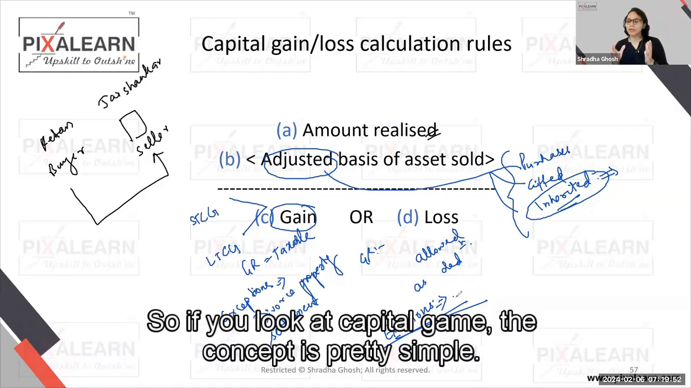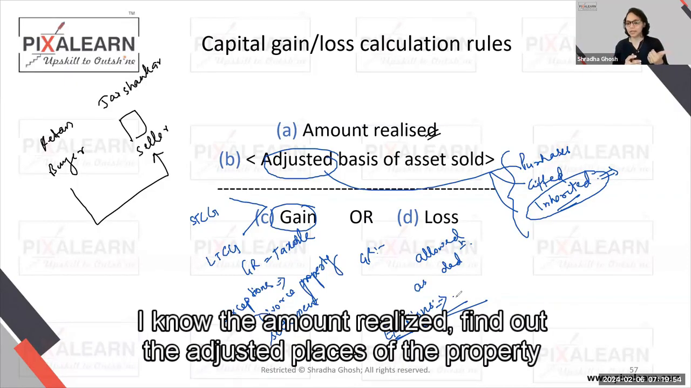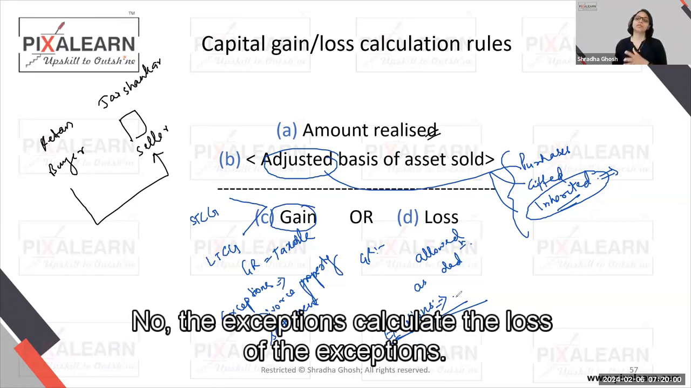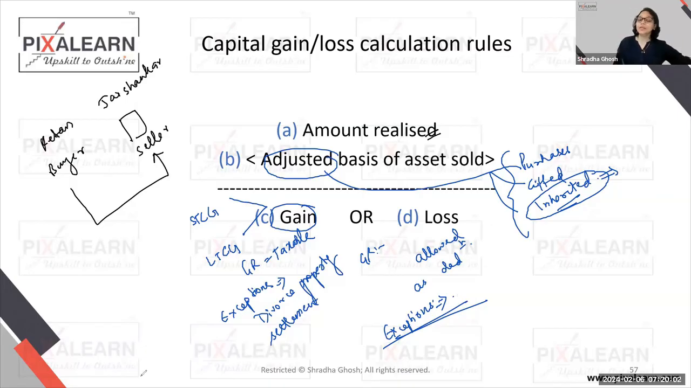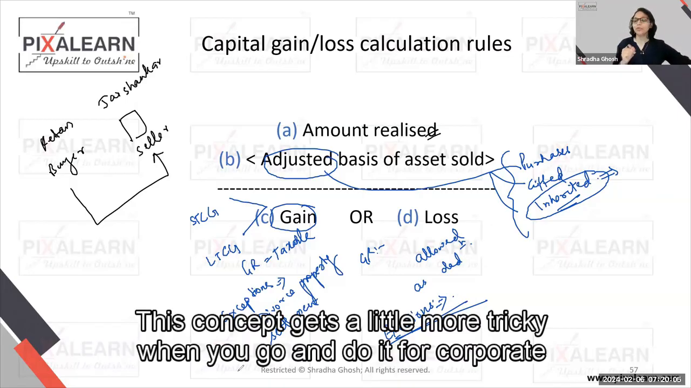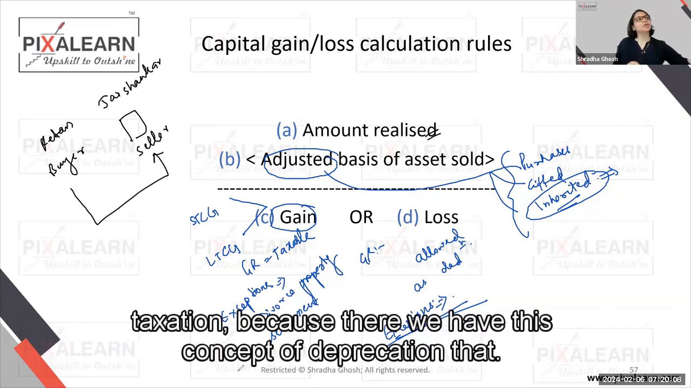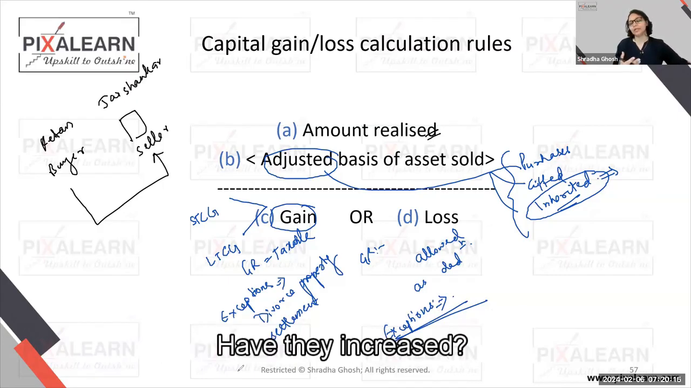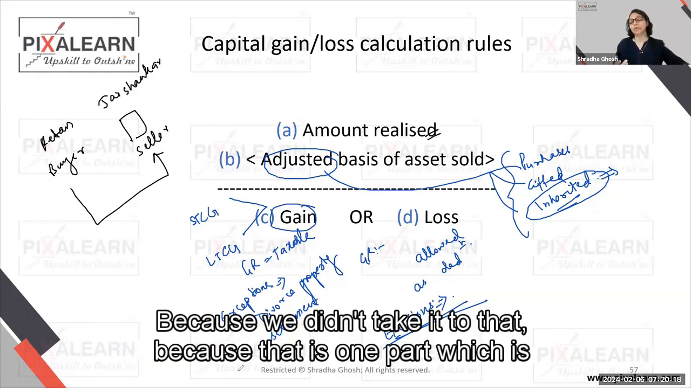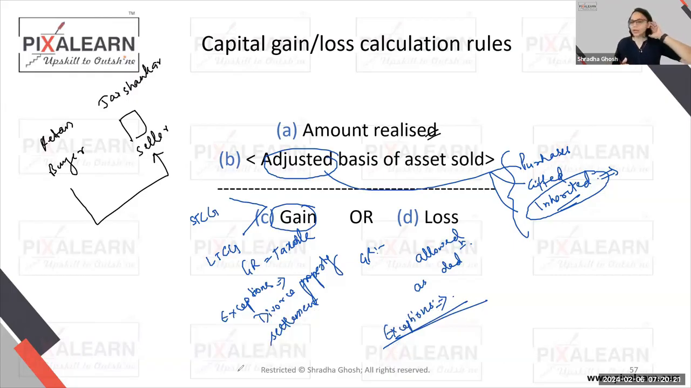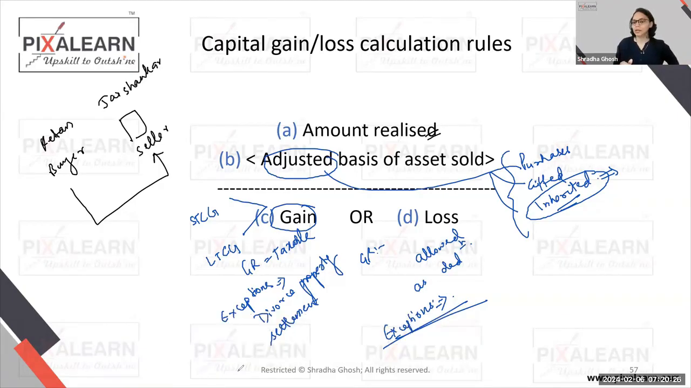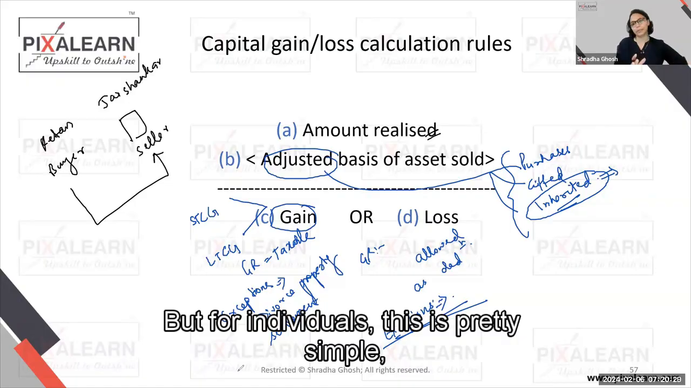If you look at capital gain, the concept is pretty simple. Find out the amount realized, find out the adjusted basis of the property, calculate the gain, know the exceptions, calculate the loss, know the exceptions. That's it. This concept gets a little more tricky when you do it for corporate taxation, because there we have the concept of depreciation, which is a little complicated. That is one part which is really dicey. So for corporate taxation, capital gains and capital losses will become a little tricky, but for individuals, this is pretty simple.